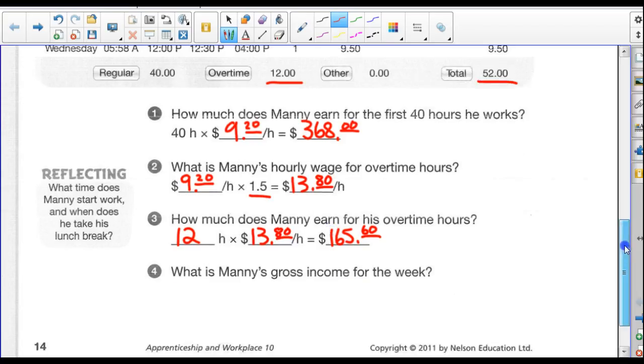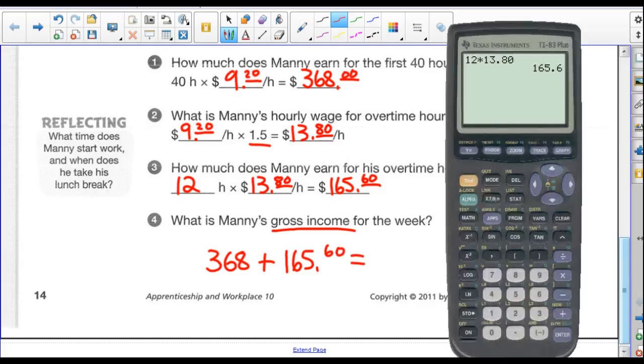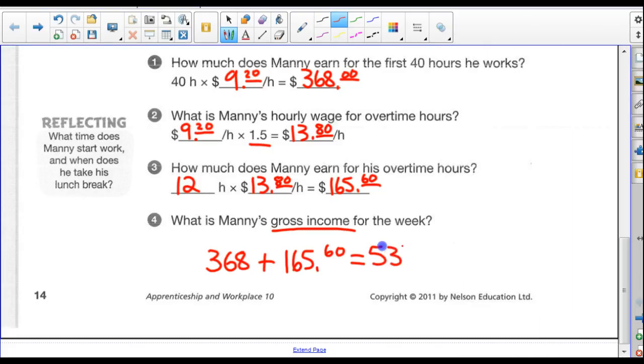So it says, what is Manny's gross income for the week? Well, we add his regular 40 hours, which is $368, and we add his overtime of $165.60. I'll just take that answer, $165.60, add 368 to it, and he made $533.60. And don't forget, we have to put the little dollar symbol there. Okay?